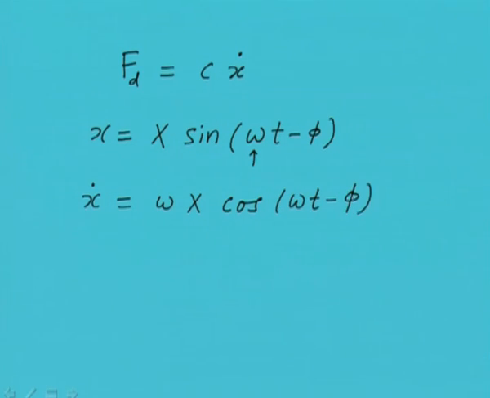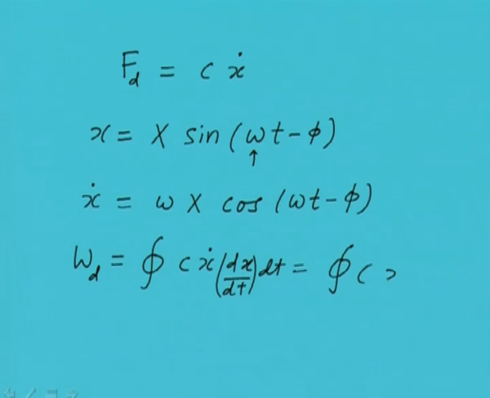So this is the velocity, and the energy loss can be calculated. That is, damping force times displacement, and the displacement can be written as dx equals x dot dt like this. So this itself is the velocity, so c x dot square dt.